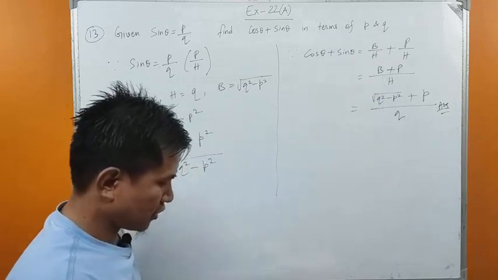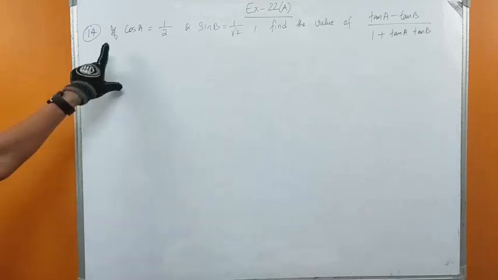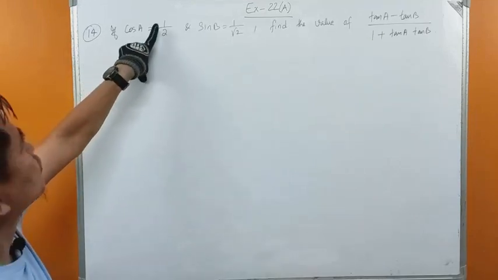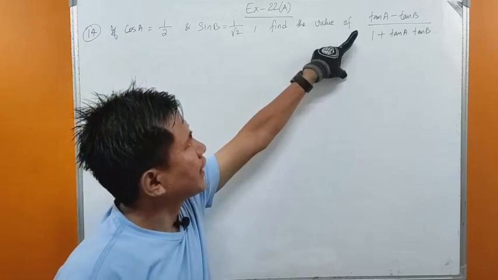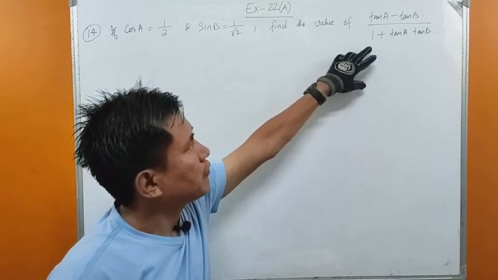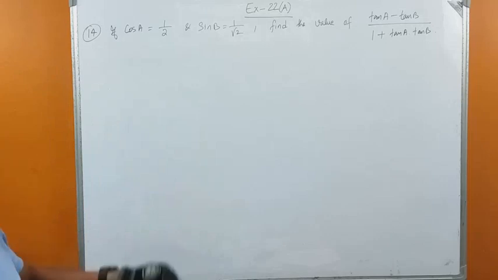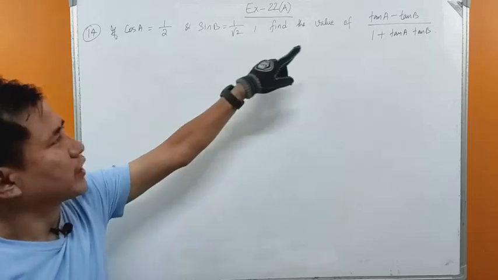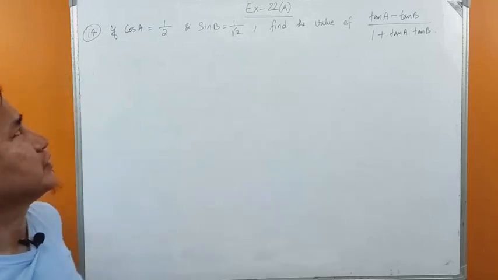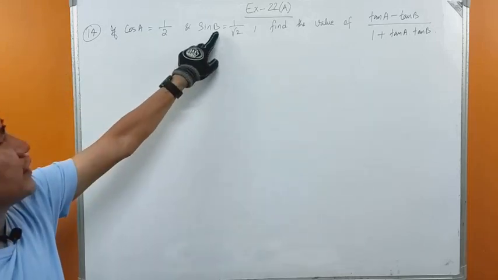So let us do the next question. Question number 14. If cos A equals 1 upon 2 and sin B equals 1 upon root 2, find the value of tan A minus tan B whole upon 1 plus tan A into tan B. The value of cos A and sin B is given to us. We are asked to find the value of that expression, isn't it? Please note the angles are different, A and B.